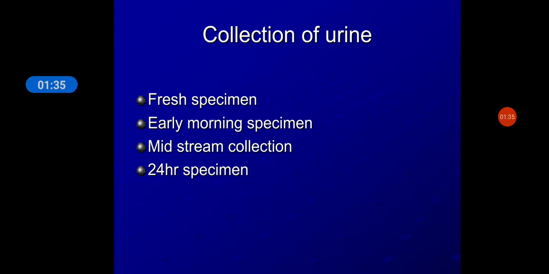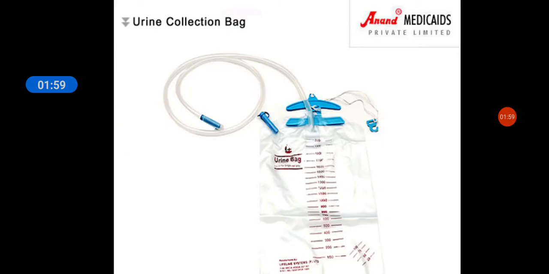24-hour specimen is mainly used for this: the patient is given a big jar and they keep collecting in that particular jar. It's mainly used for proteins, for glucose. Okay, and other special investigations like creatinine and all those things can be done using a 24-hour sample, right? So this is a urine bag.